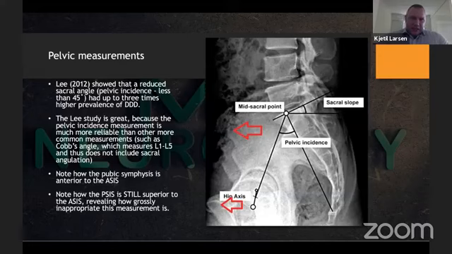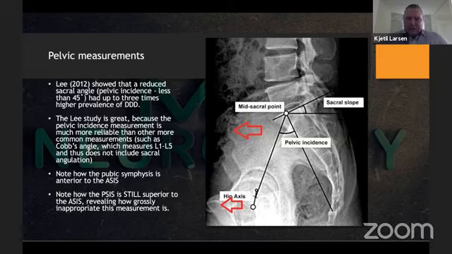Lee, in 2012, showed that a pelvic incidence, so the sacral angle, so to say, of less than 45 degrees had 3 times higher prevalence of degenerative disc disease. This makes a lot of sense because we know that most disc herniations are in the proximity of the pelvis. So if the sacral angle is low, this will place more anterior shearing on the discs that are in the proximity of the pelvis and therefore increase the risk of posterior herniations and degenerative disease.